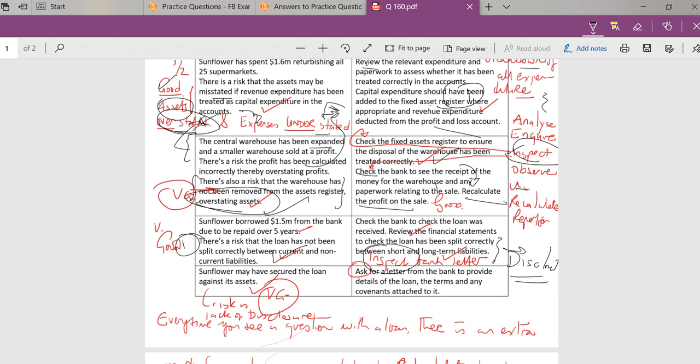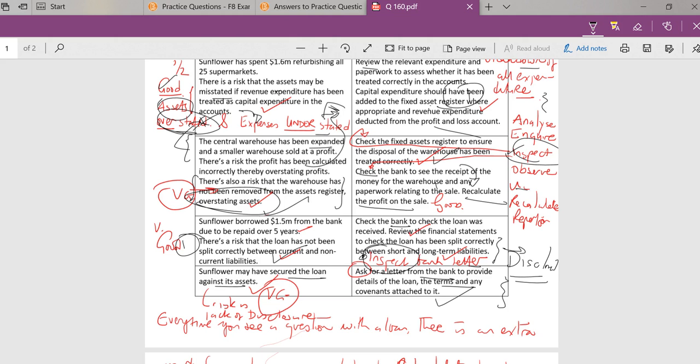So I've written here, inspect the bank letter, because when you say check the bank, I know what you mean, but it's a bank letter. Remember the bank letter has all the additional information as to what assets will be held as collateral against that loan. So that's what you're really inspecting ultimately. Now, you say here that Sunflower may have secured the loan against some assets. Good, so ask for them to provide details. Perfect. And the terms of any covenants attached. Great. And we need to see a disclosure of all of these as well.